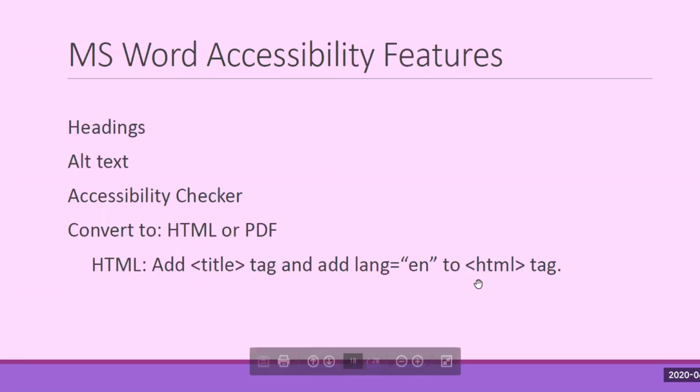And I'm going to walk you through how to make these accessible changes within Word. We're going to look at headings and alt text, and I'll show you how to use the accessibility checker.